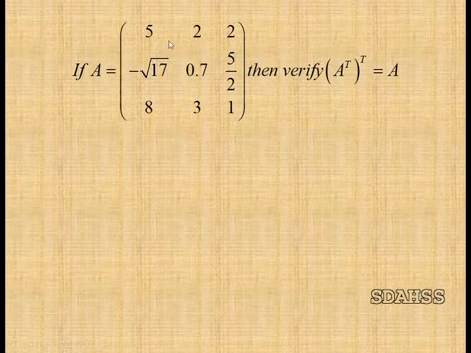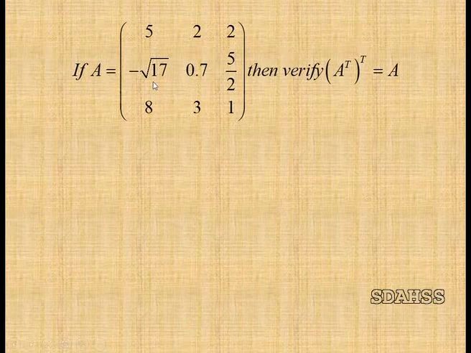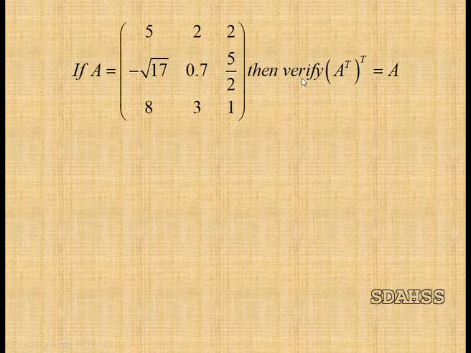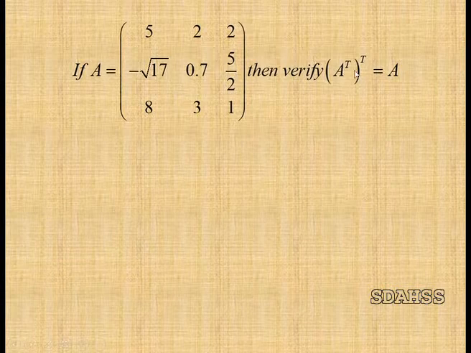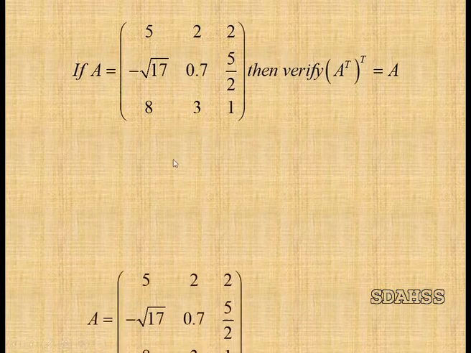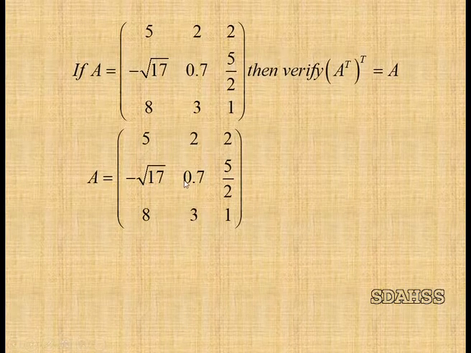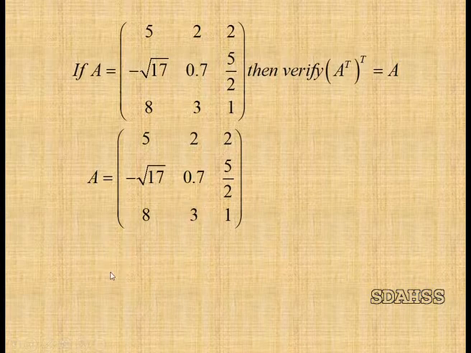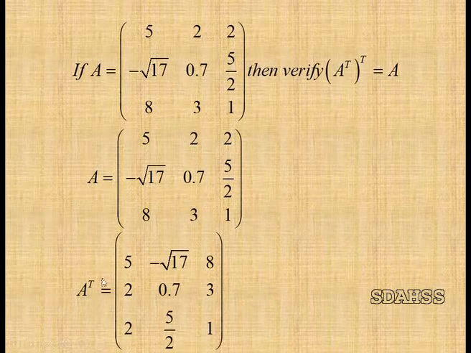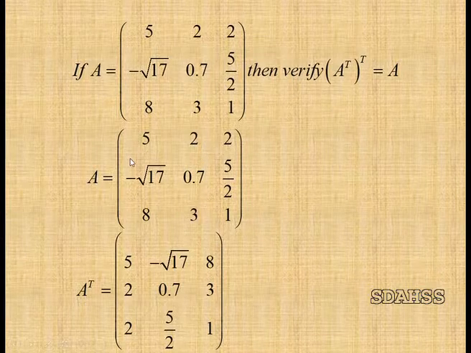Then verify that (A transpose) whole transpose is equal to A, where A is the given matrix. First you have to find A transpose. A transpose means interchanging the rows into columns.